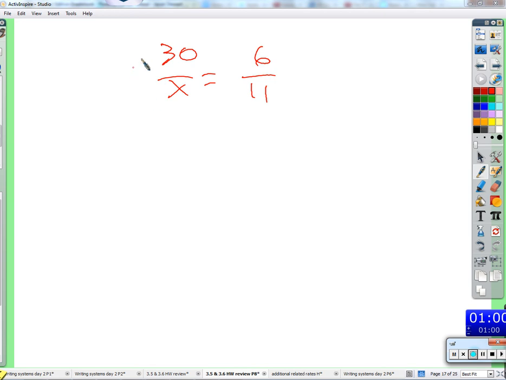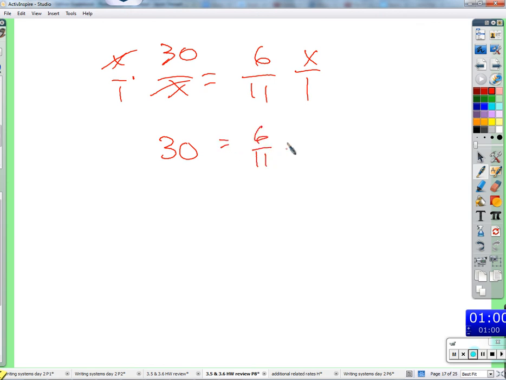In this case, what I would do is multiply both sides by x, because I'm taking advantage of the fact that when you multiply a fraction by its denominator, it cancels out. So I multiply this side by x as well, x over 1. Now I have 30 over 1, so that's 30. Now I have, I'll write it as 6 elevenths x.